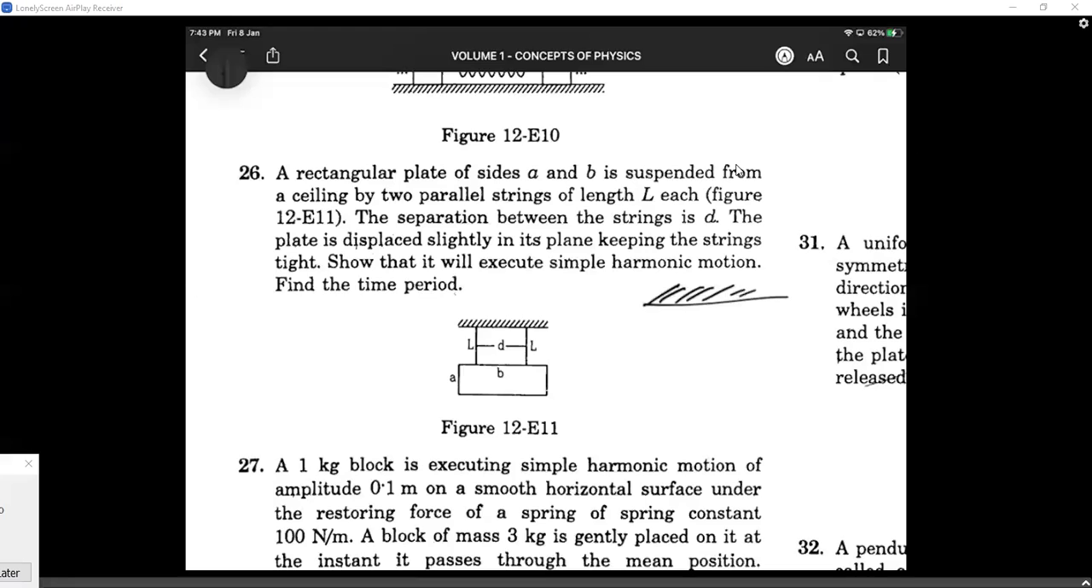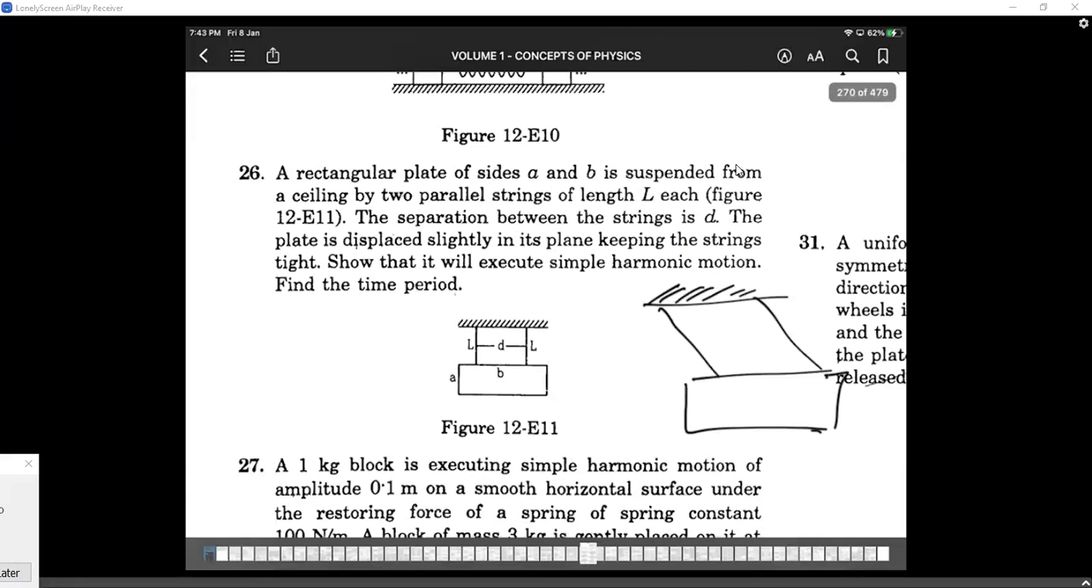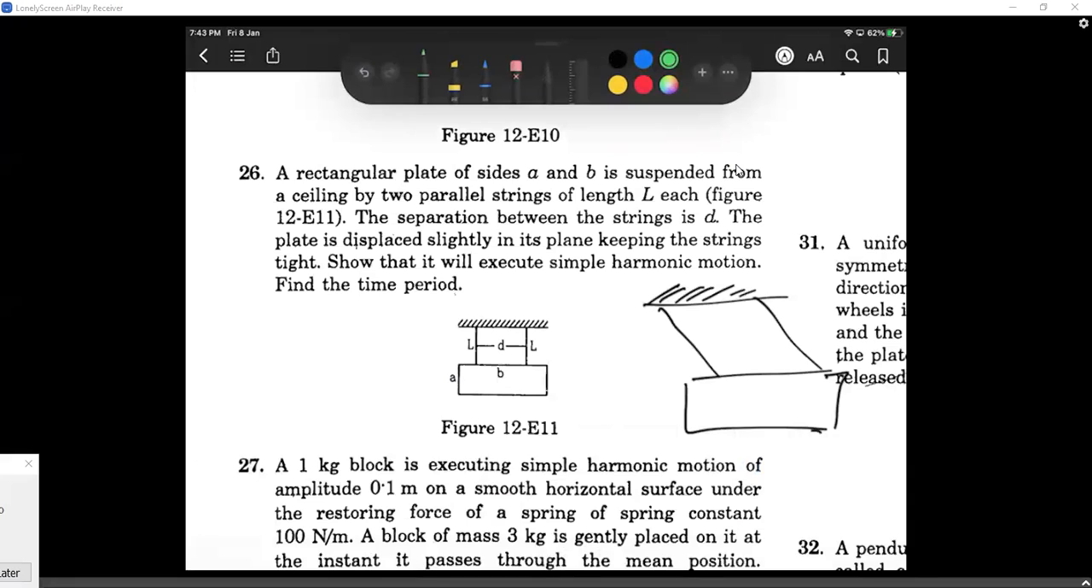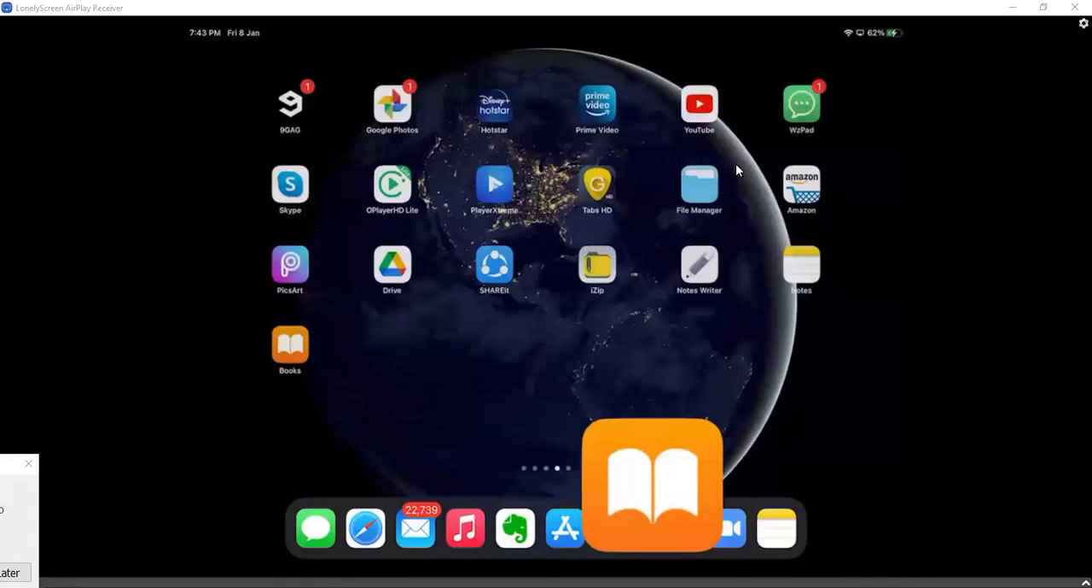Look at this problem 26, okay? If it moves like this, just try to look at the center of mass. Try to solve this whole problem in the perspective of a compound pendulum. Look at the center of mass moving like that. It cannot oscillate like this. It is oscillating as the body is staying stable.